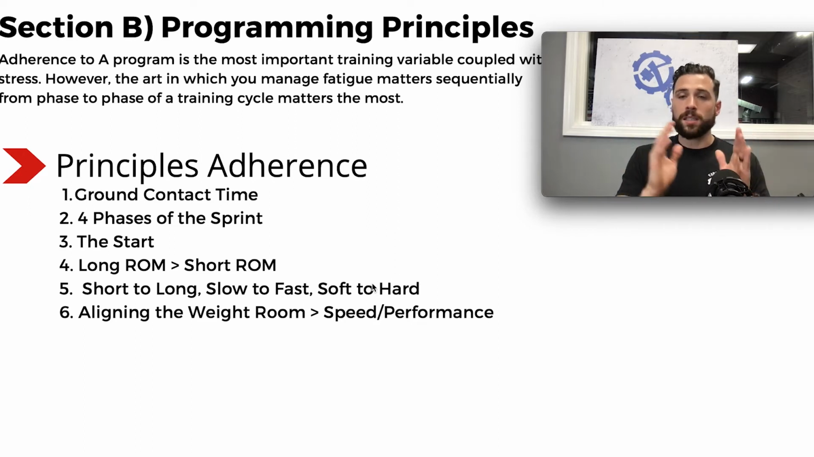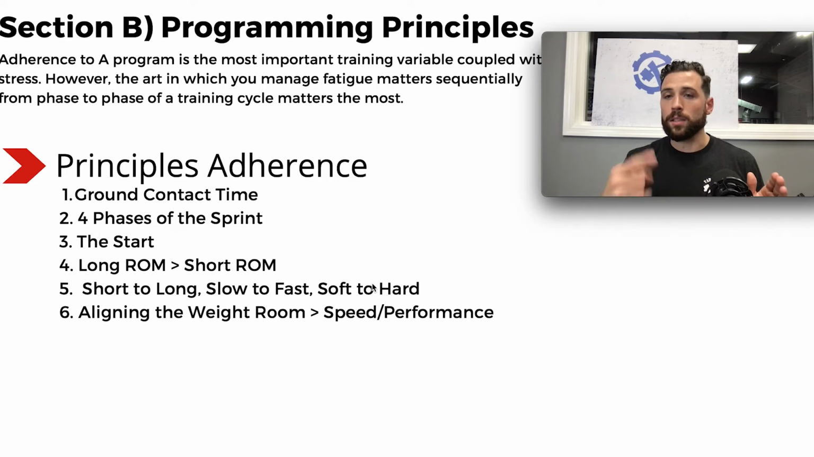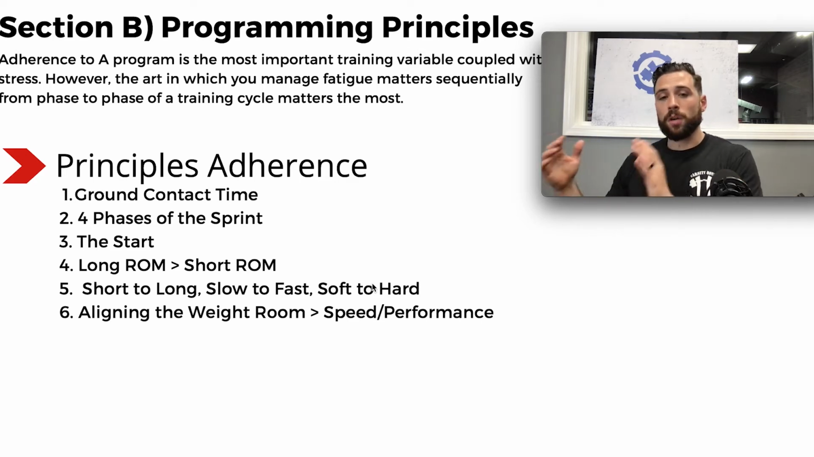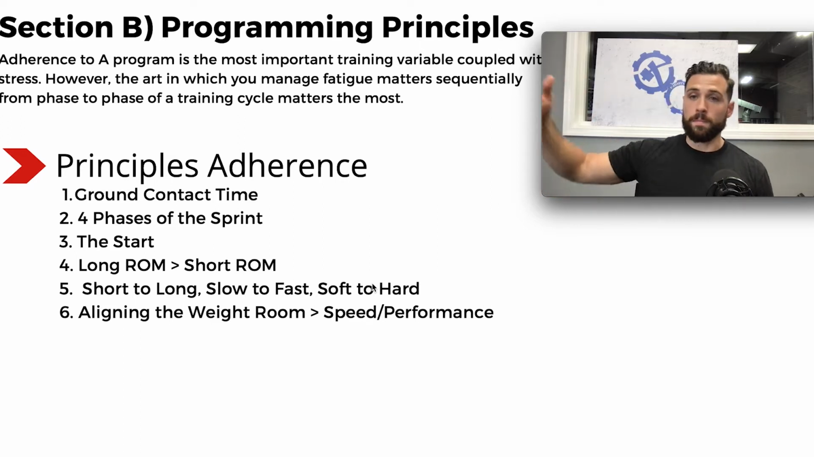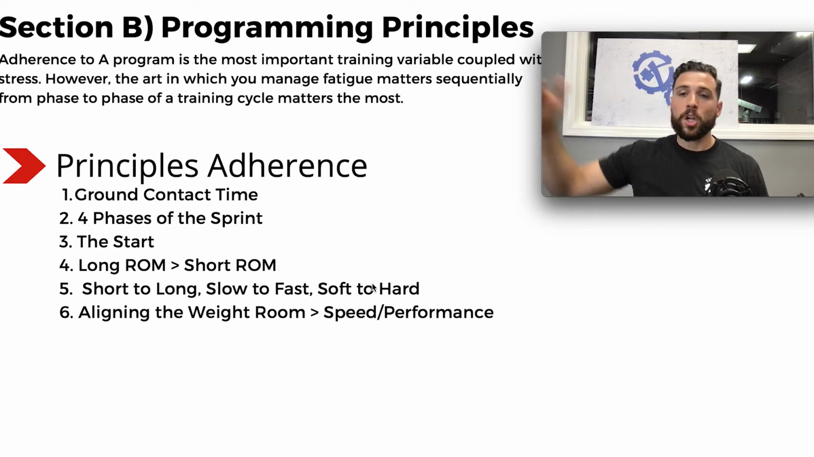So training at sub-max capabilities in acceleration allows you to work on technical ability. Soft to hard also refers to impact and collision. Softer collisions in earlier phases of acceleration, because I'm not as forceful as when I get further out into the sprint. So I'm going to utilize different exercises and variations that are not as forceful and impactful as they could be as I begin to progress.